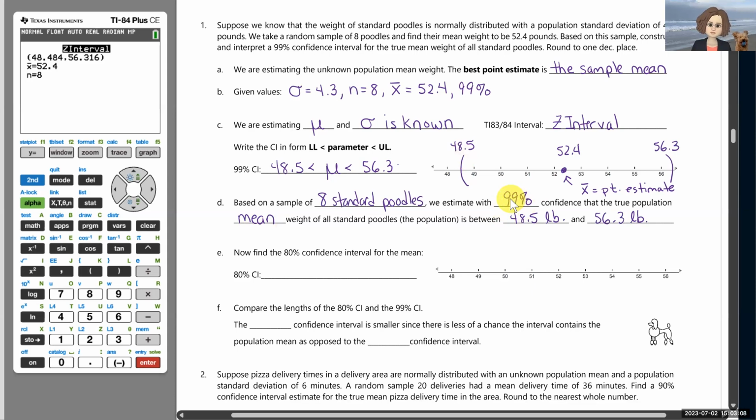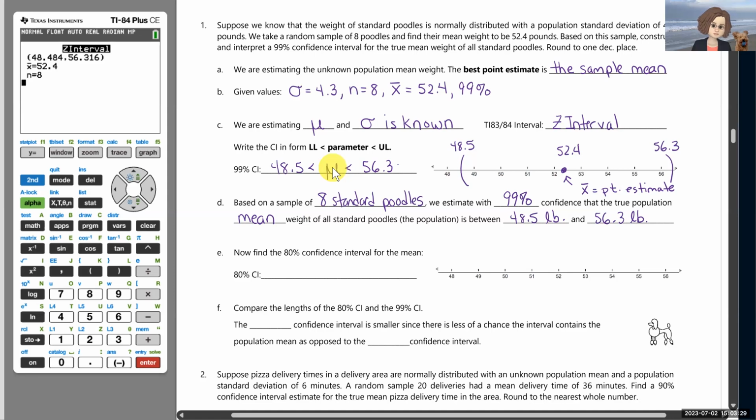So we're quite confident that we're correct, 99%, but there is a possibility that this interval does not contain the mean. So we're never 100% sure if we don't collect data from our entire population. And that's just the nature of inferential statistics. So using samples to estimate parameters.